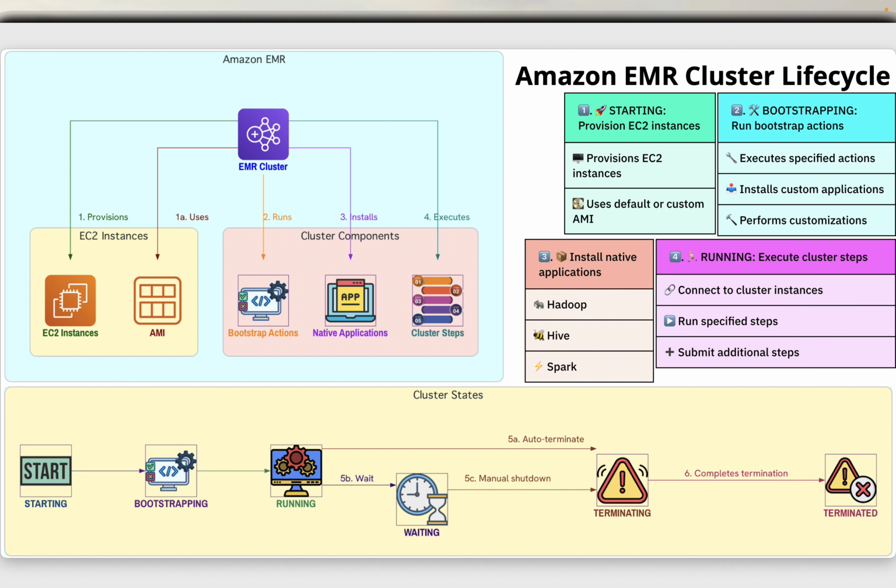Then it goes to the running state. Execute cluster steps. After bootstrap actions are completed and native applications are installed, the cluster state changes to running. At this point, you can connect to the cluster instances, and the cluster begins to sequentially run any steps you have specified during cluster creation. You also have the option to submit additional steps, which will run after any previous steps are completed.